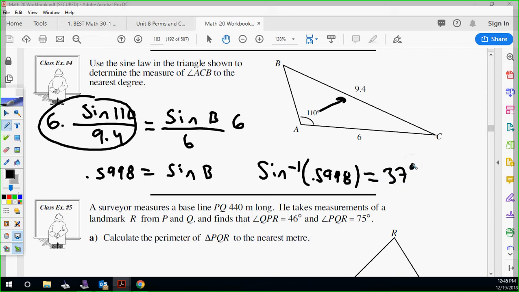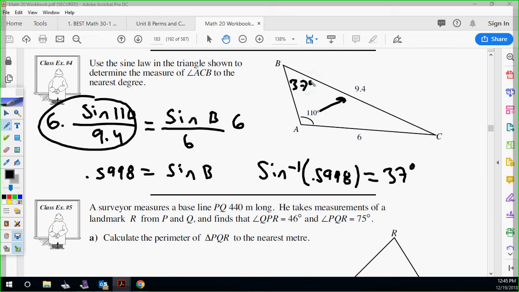Okay, let me pause there. That's pretty much the hard part. The last part's actually quite easy. Is everybody okay with getting 37 for B? Who's lost? Oh, they said you're lost. Okay, so you multiply the 6 over. 6 times sine of 110 divided by 9.4 is 0.598. Sine B equals 0.598, so we inverse sine to get the B by itself, and that gets us 37 degrees for B. So that means this spot's 37.